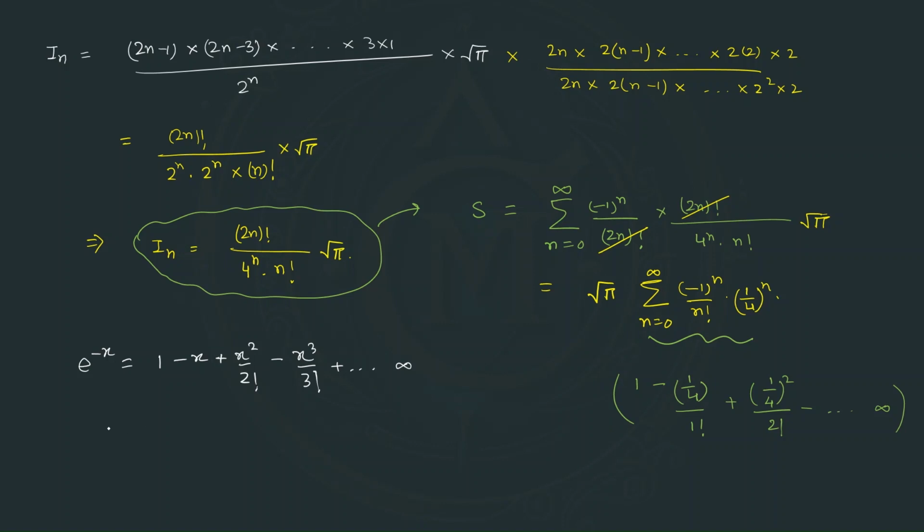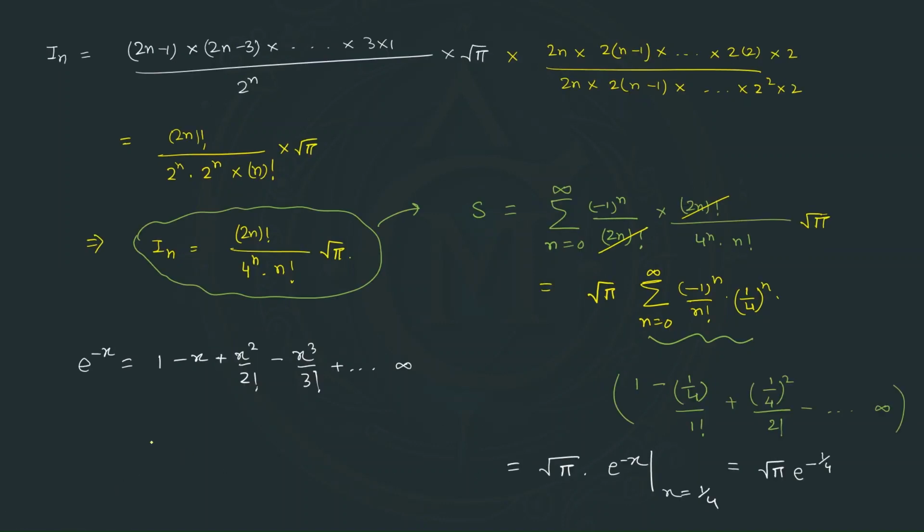So this summation can be written as root pi times e to the power minus x evaluated at x equal to 1 by 4. So this becomes root pi e to the power minus 1 divided by 4. So our final summation here will be equal to root pi e to the power minus 1 by 4. This will be our answer to this problem.